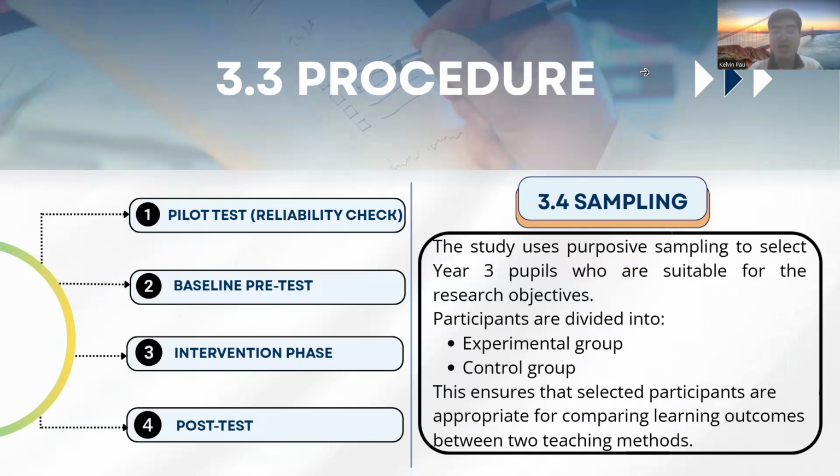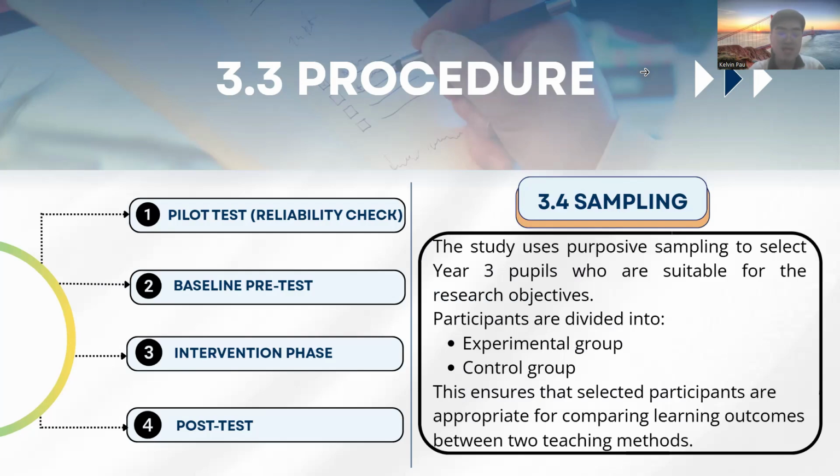Next is the pre-test to measure the initial understanding, and this will be administered to both the experimental and control groups. It will be conducted before the teaching intervention to determine the pupils' baseline knowledge and ensure that both groups start at a similar level.